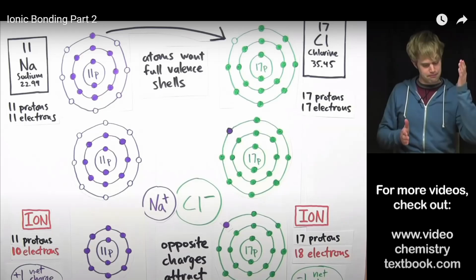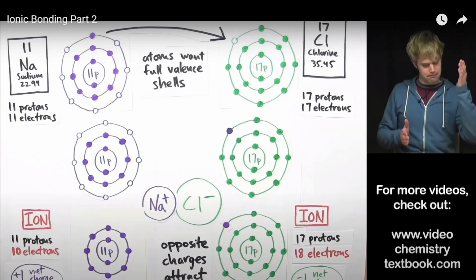Okay, so I'm just going to pause it there so that you can fill in everything that needs filling in. So if you didn't have a chance to fill in the 11 protons and 11 electrons, you can do that. 17 protons, 17 electrons. And atoms want what? Full valence shells. Then we get the transfer of the electron from the sodium to the chloride.